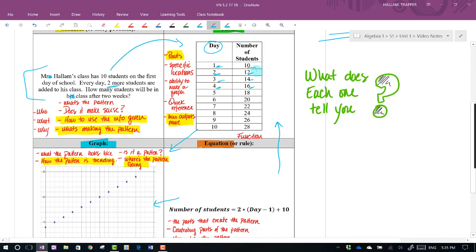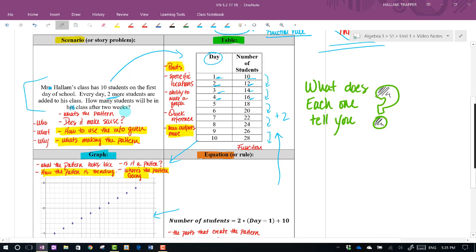Again, lots of information can come from that. We get specific locations. These are considered points. We can graph them. It gives us the ability to graph. They can be quick reference for pulling up, oh, what happens on day 10? Oh, he's got 28 students. It can be a quick reference. But more, it can also tell us how these outputs are moving. How are they changing as we look down or up the list? This one looks like they're changing by +2. It gives us an idea of what's going on. All of that information we pull from a table.